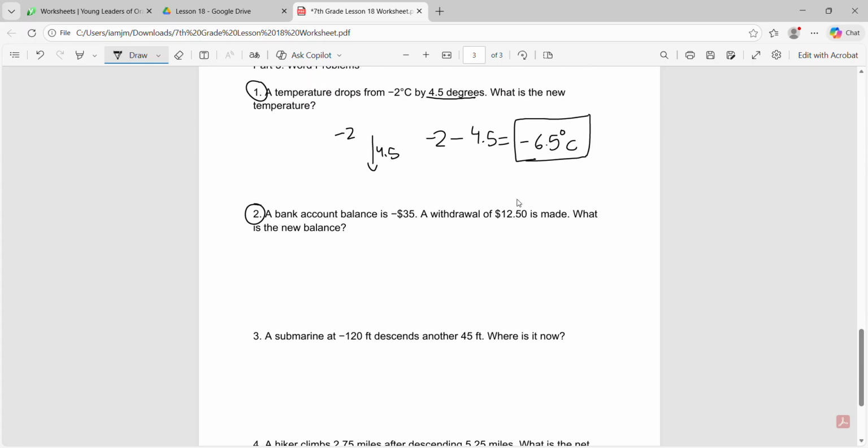Number 2. Bank account balance is -$35. A withdrawal of 12.50 is made. What is the new balance? A withdrawal is when you take money out of your bank account, so it's a minus. -35 minus 12.50, you get -47.50. So the new balance is -$47.50.